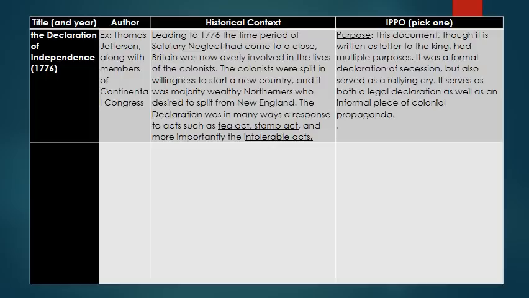So that document looks something like this. You're going to see the title over here. You'll fill that in yourself. The author, Thomas Jefferson, lead author, along with members of the Continental Congress. Historical context, you'll do this for every one of them. Do yourself a favor and notice how I underline each one of these key vocab terms, right?